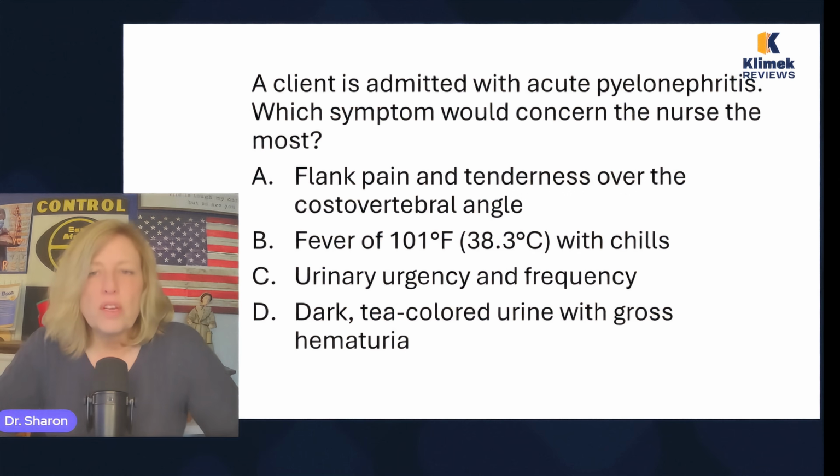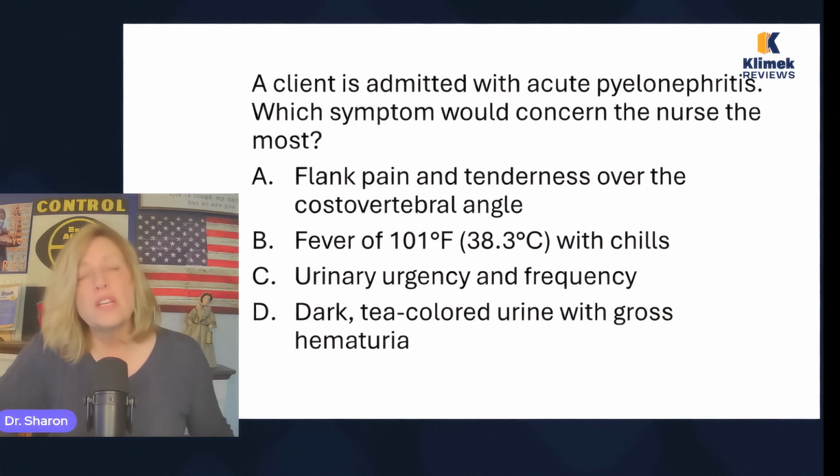The client is admitted with acute pyelonephritis. Which symptom would concern the nurse the most? Pyelo is kidney. Itis is inflammation, infection. So this is an inflammation infection of the kidneys. Concern the most is the unexpected finding. So kidney infection, essentially a UTI that's centered in the kidneys. Flank pain and tenderness over the costovertebral angle? Well, that's inflammation, infection in the kidneys, you'd have flank pain.